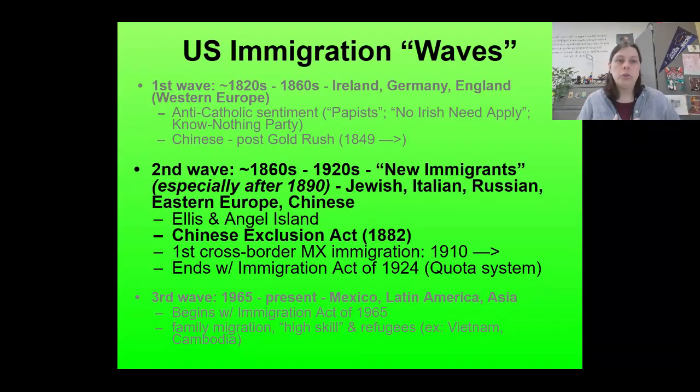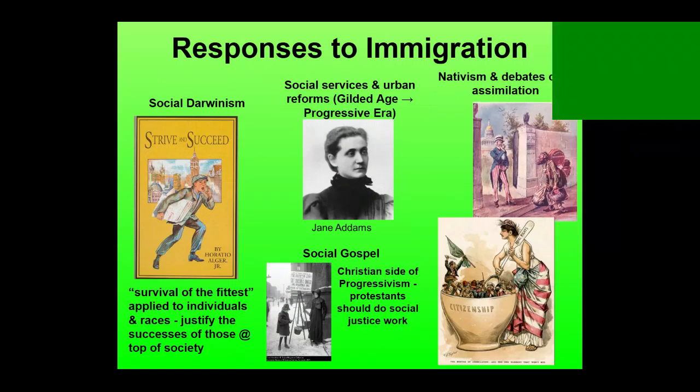We didn't have quotas or restrictions or limitations. So it's a very open immigration period. And as a result, we're going to see a lot of immigration. This second wave of immigration continues all the way through the 1920s. The law that's passed that ends this is called the National Origins Act, usually of 1924. And we'll talk more about that in the Historical Period 7 video.